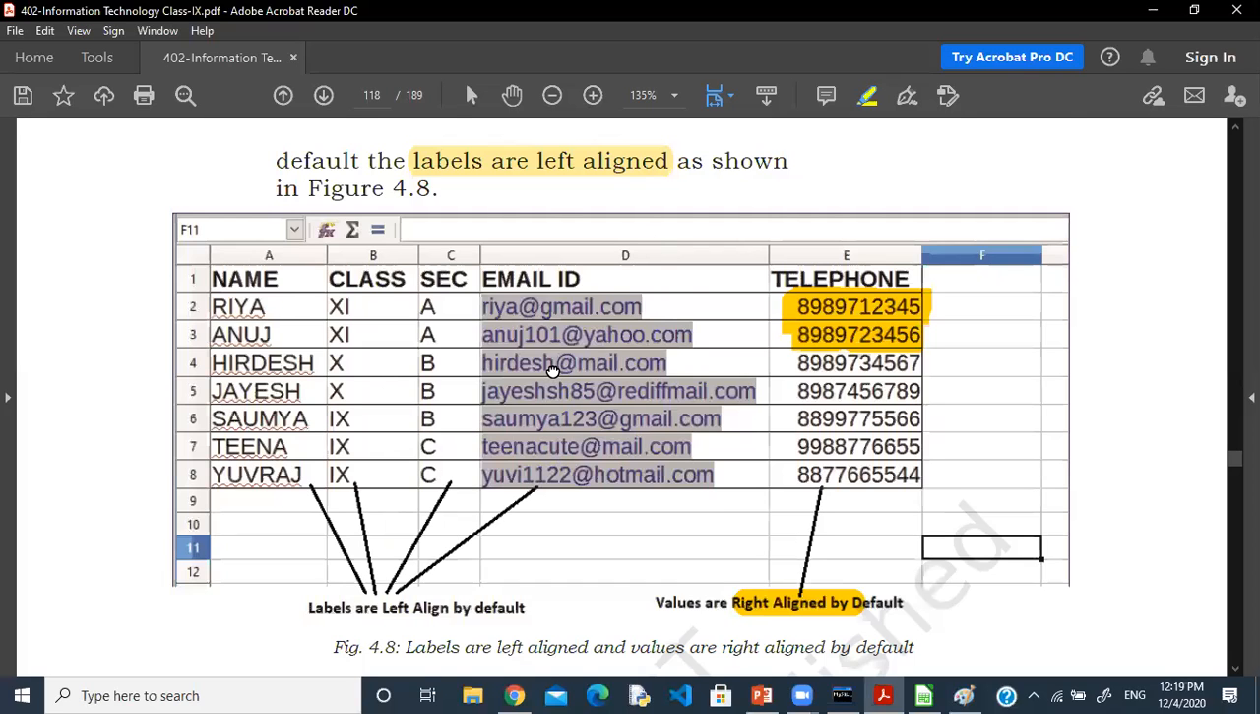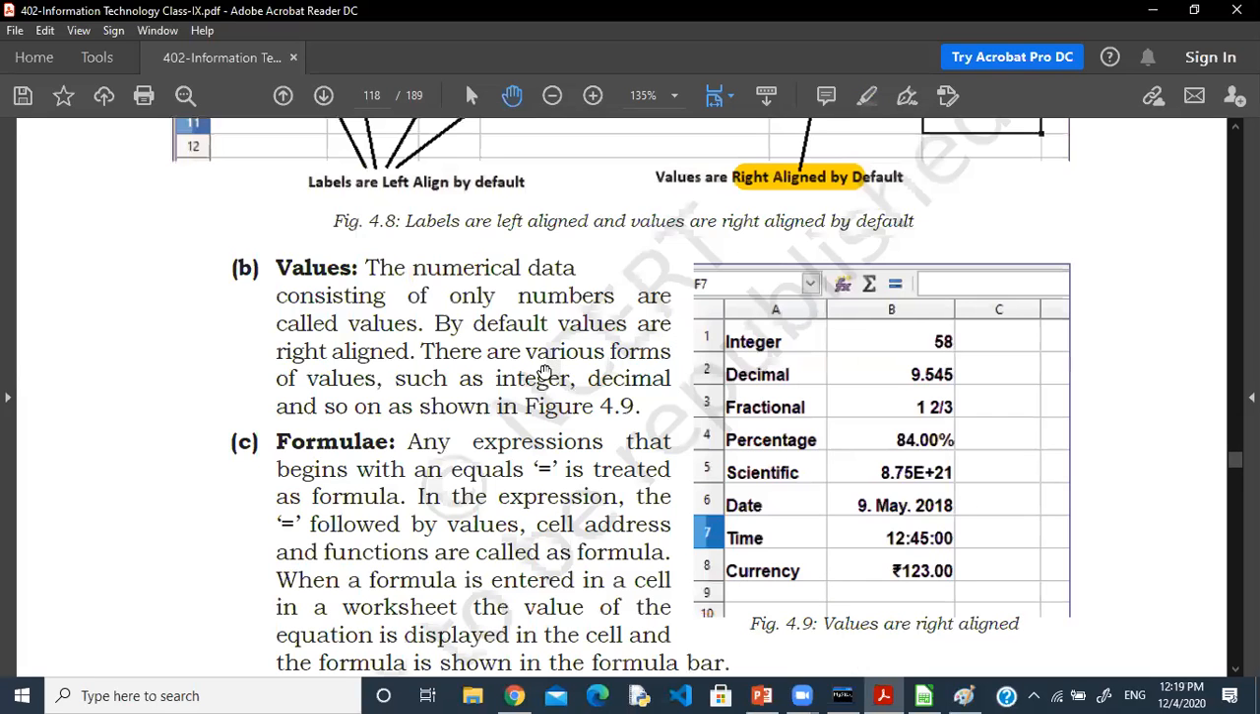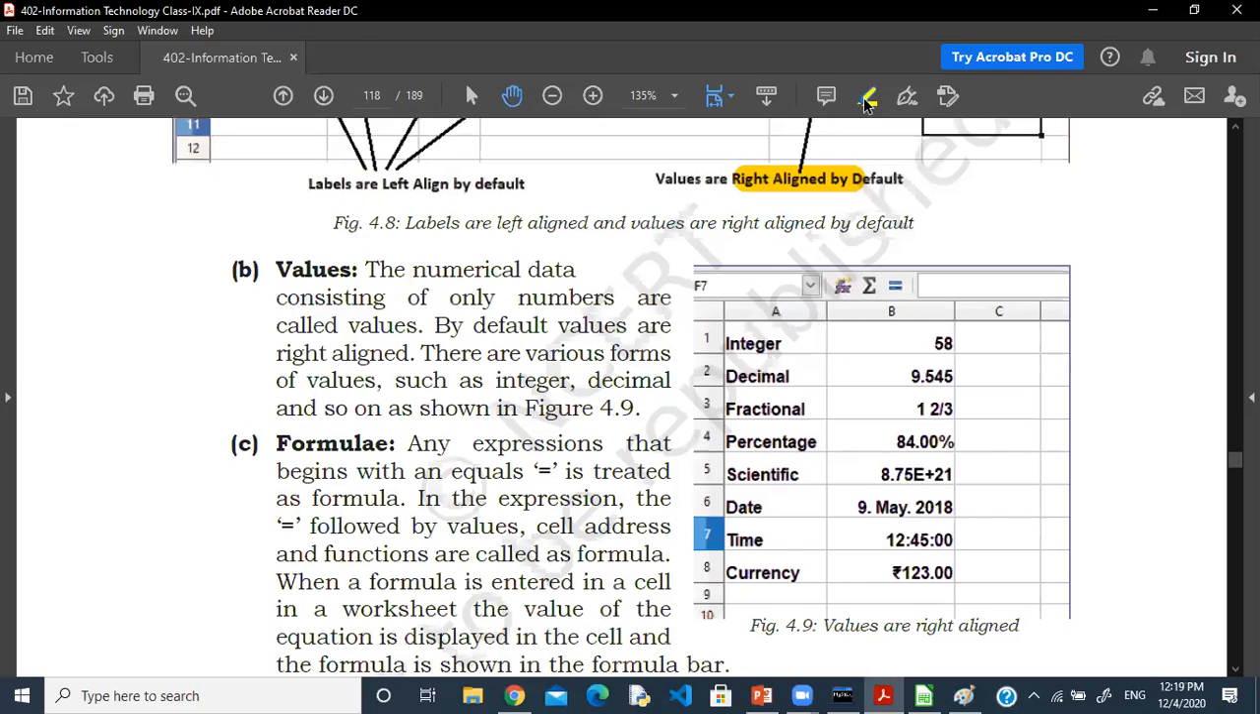Now the values. What is the meaning of values? Values are normally known as numerical data. Whenever you enter numbers in your cell, they are called values. Numerical data consisting only of numbers are called values, and by default, values are right aligned. There are various forms of values. We can write integers, decimal numbers, and so on. The first category is the simple integer.